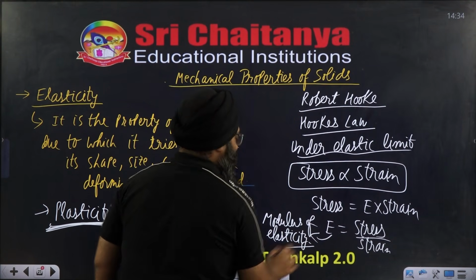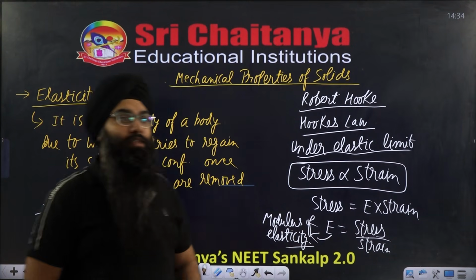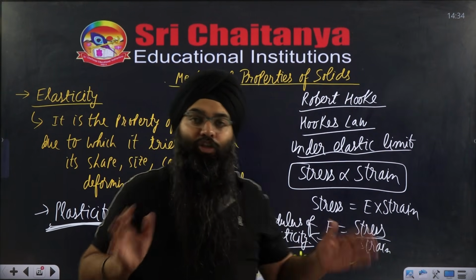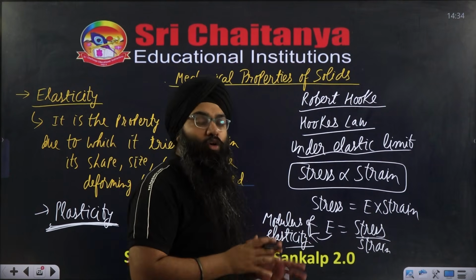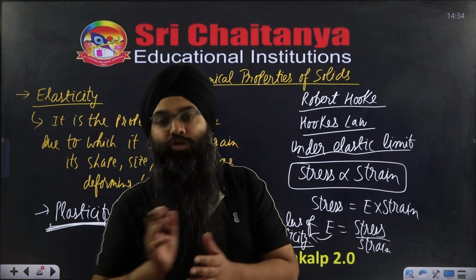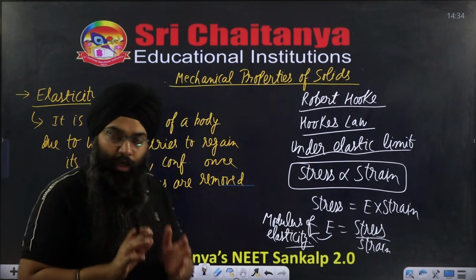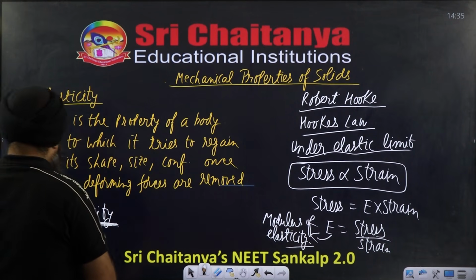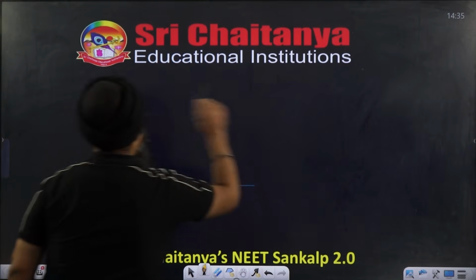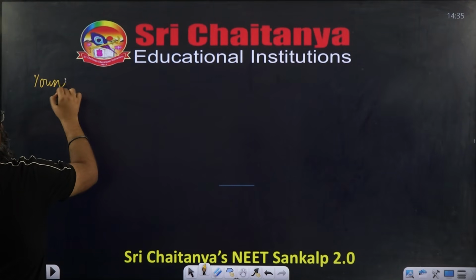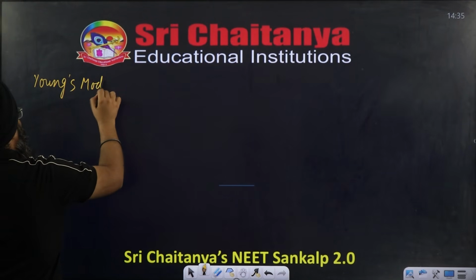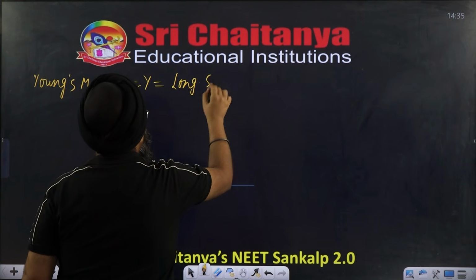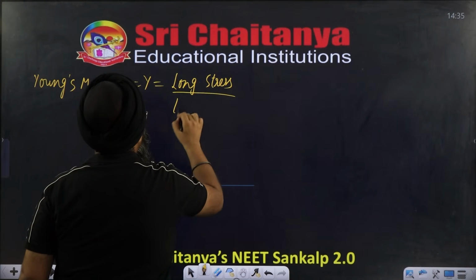Now what do you mean by stress and strain, and what is modulus of elasticity? We'll discuss now. Three cases are there. Modulus of elasticity can be in terms of Young's modulus, or in terms of bulk modulus, or in terms of shear modulus. The most important is Young's modulus. What is the meaning of stress and what is the meaning of strain? That also I will discuss by taking examples. So first let's talk about Young's modulus. Young's modulus is denoted by Y. It is given by longitudinal stress divided by longitudinal strain.